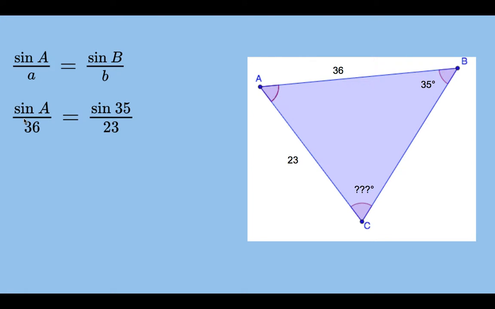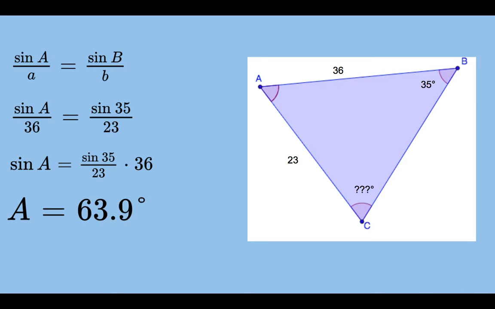So we substitute in. What are we going to do? We're going to move this 36. We're dividing on this side, so when we take it across, we do the opposite, which is times. We get sine A equals sine 35 divided by 23 times 36. When we do this step, we should always get a decimal, a 0 point something. It should be less than 1. And that's your key to remember. I have to press shift sine. So when we do that, we get A equals 63.9.